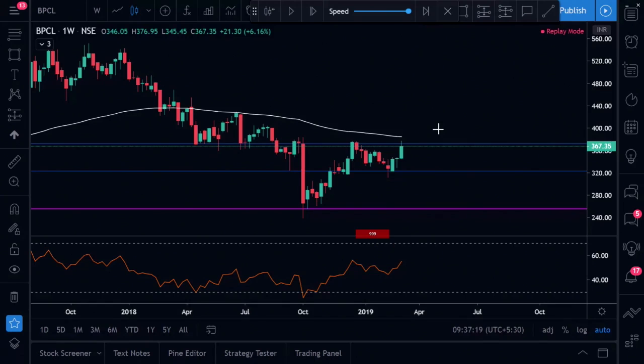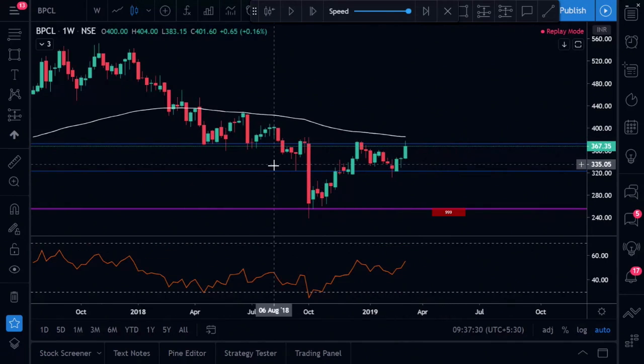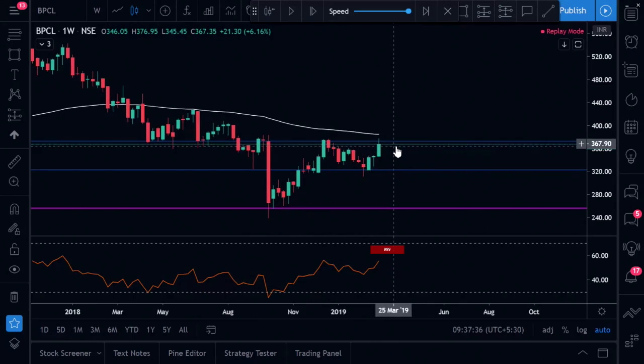So, let us understand this example of BPCL. The price is clearly at a very good area of weekly resistance. It is a good area undoubtedly, which has acted as support 2 times here, acted as a resistance 2 times here, and now it is again at this area. Price is well below the 50 EMA.